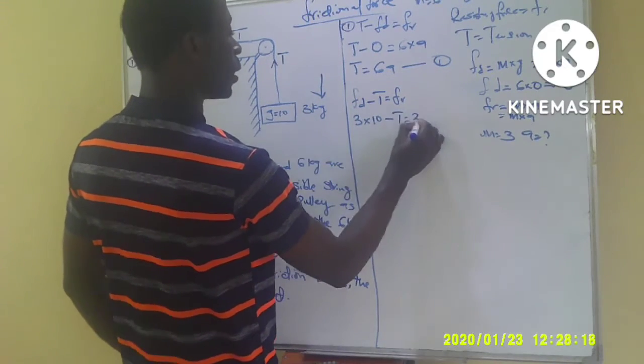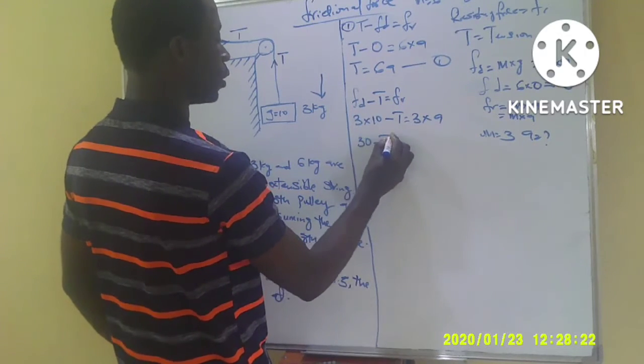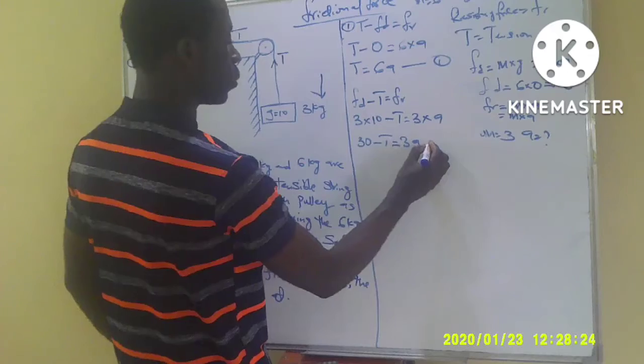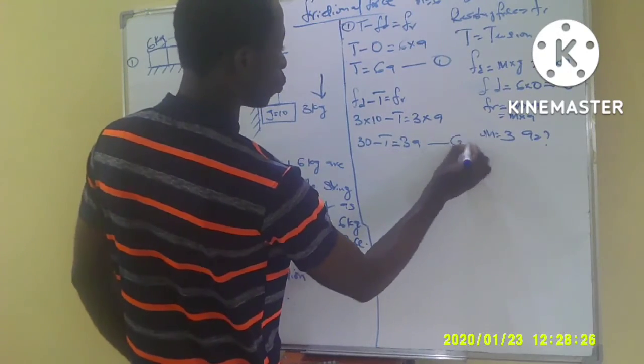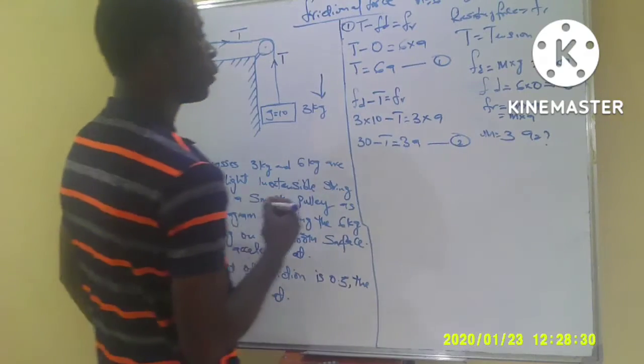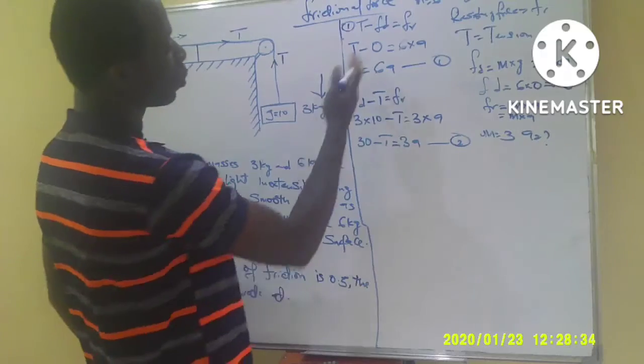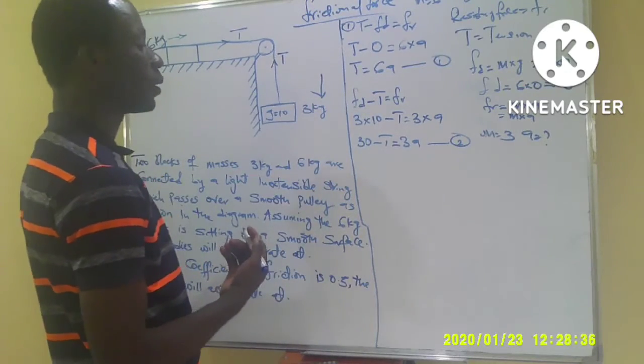What's the mass? 3 times A. So we're going to have 30 minus t is equal to 3A. This one gives us equation 2. So let us equate equation 1 and 2 together. Equation 1 gives us t is equal to 6A. Equation 2 gives us 30 minus t is equal to 3A.